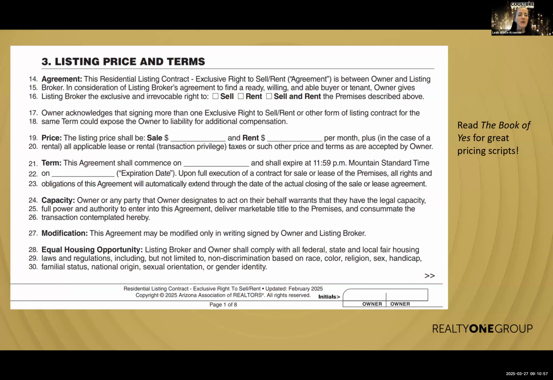Listing price and terms agreement. Sorry. Me again. Hello, me again. I should pay attention to the raise hand or something. Sorry. Can you go back?